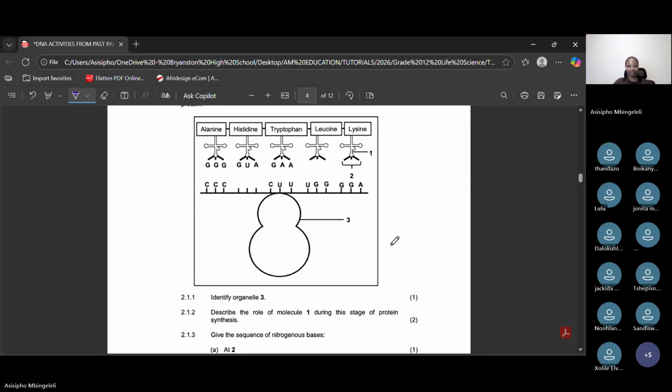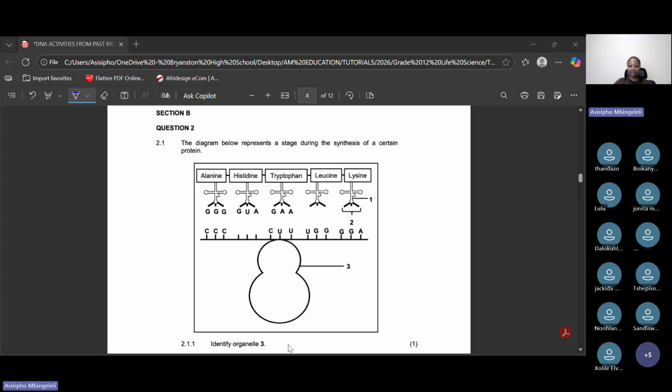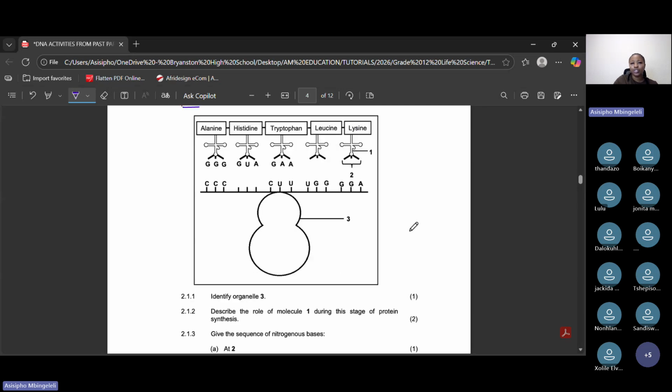Okay. So anyone can unmute on this one, so that at least we move a bit quicker. So let's see. The diagram below represents a stage during the synthesis of a certain protein. Now, what are we able to see here? You should be able to analyze your diagram before you even look at the questions. We are seeing something here. This represents a particular organelle. Then on this organelle, there's this strand that is attached here. I wonder what the strand is.